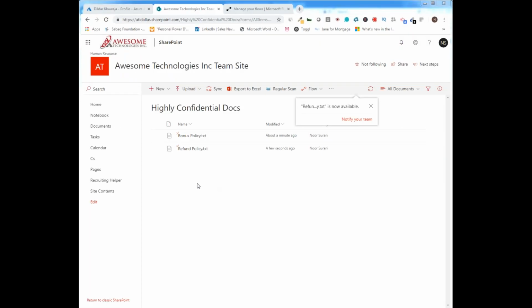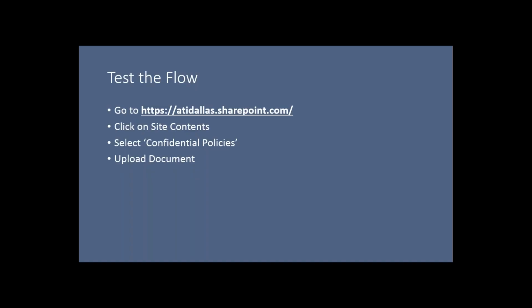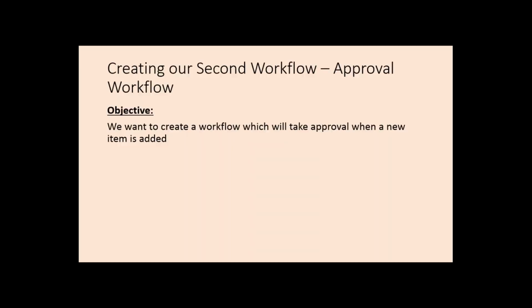So this is a notification workflow. We haven't done any code. We just clicked on Microsoft Flow and created a flow out of a template, which will enable us to send a notification email to a specific email address. So the next flow which we are going to create using Microsoft SharePoint and Flow is an approval workflow.